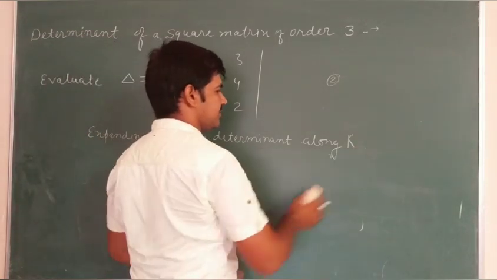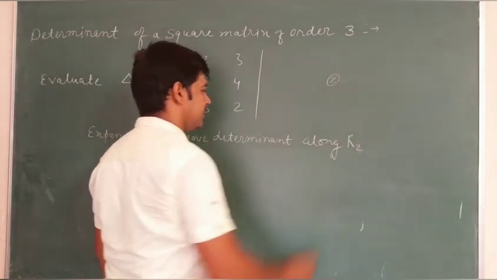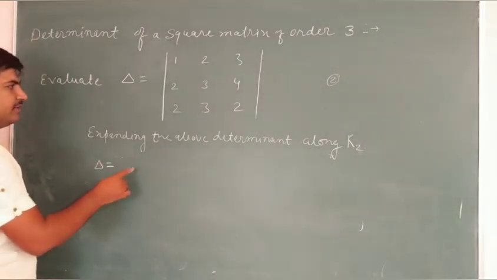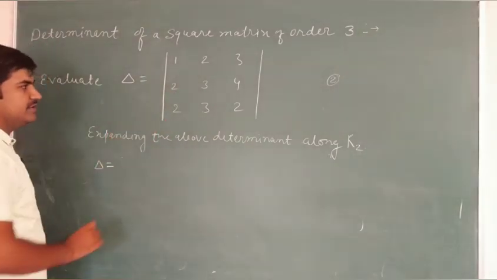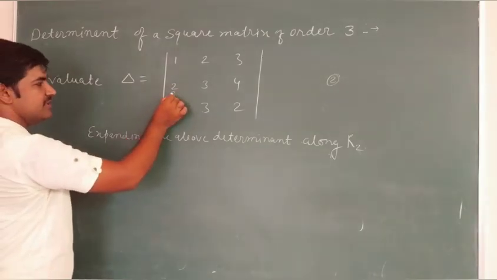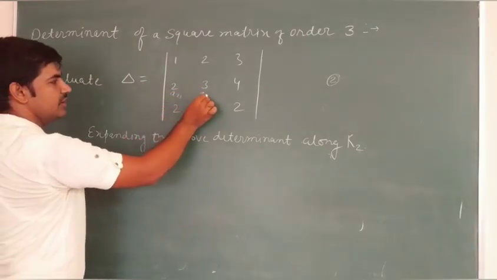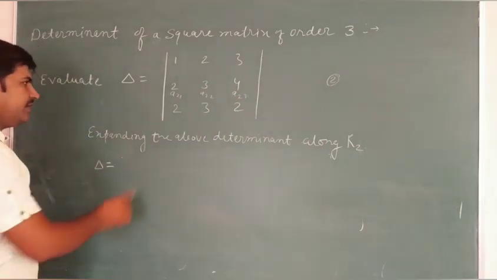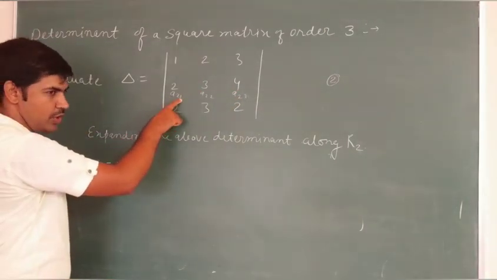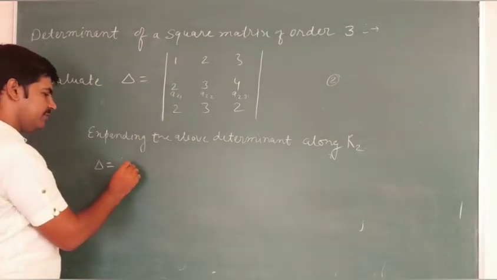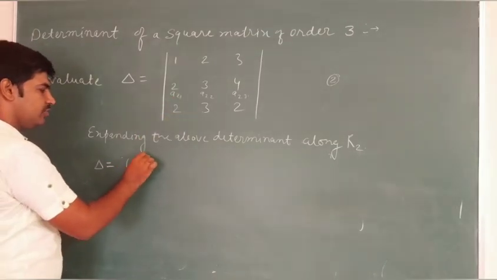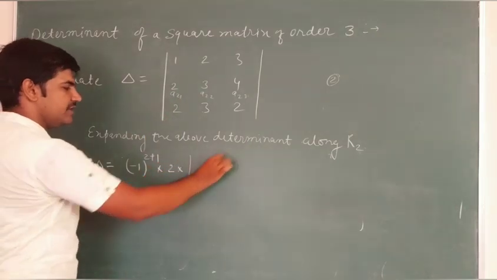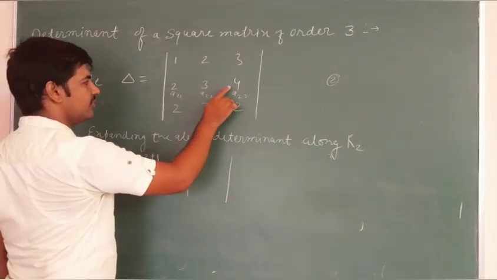Suppose I expand along R2. So del is equal to, the first element of R2 is A21, then A22 and A23. Here minus 1 raised to the power 2 plus 1, which is odd, times the element itself, that is 2, and a determinant leaving the second row and the first column.